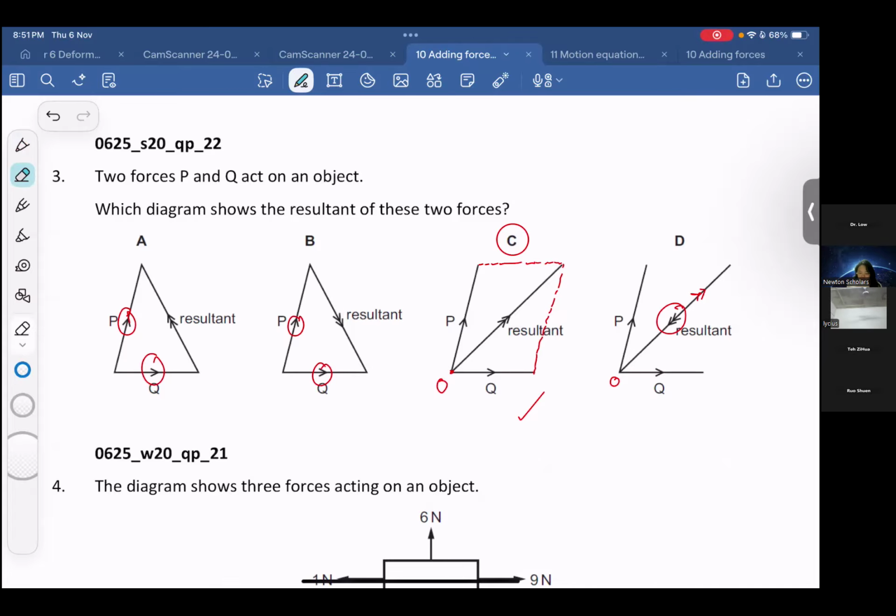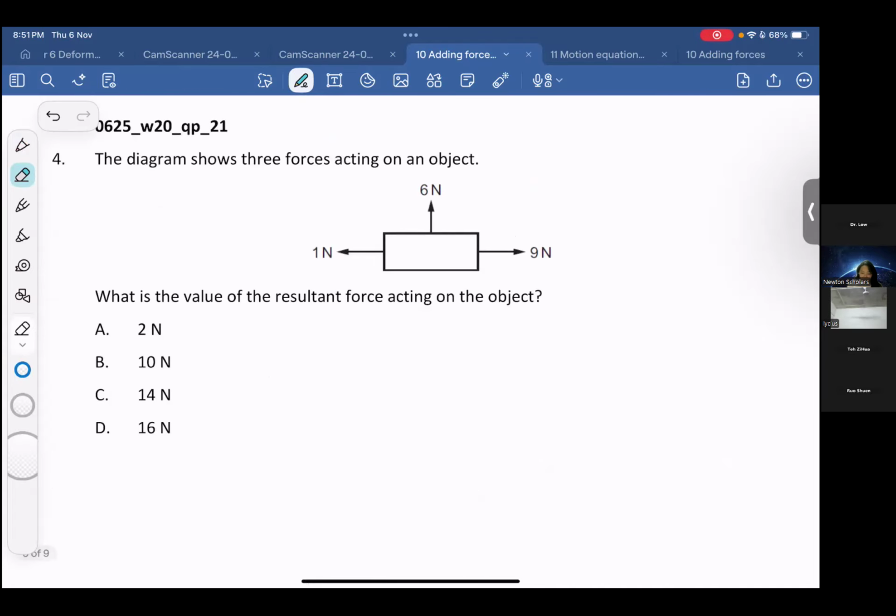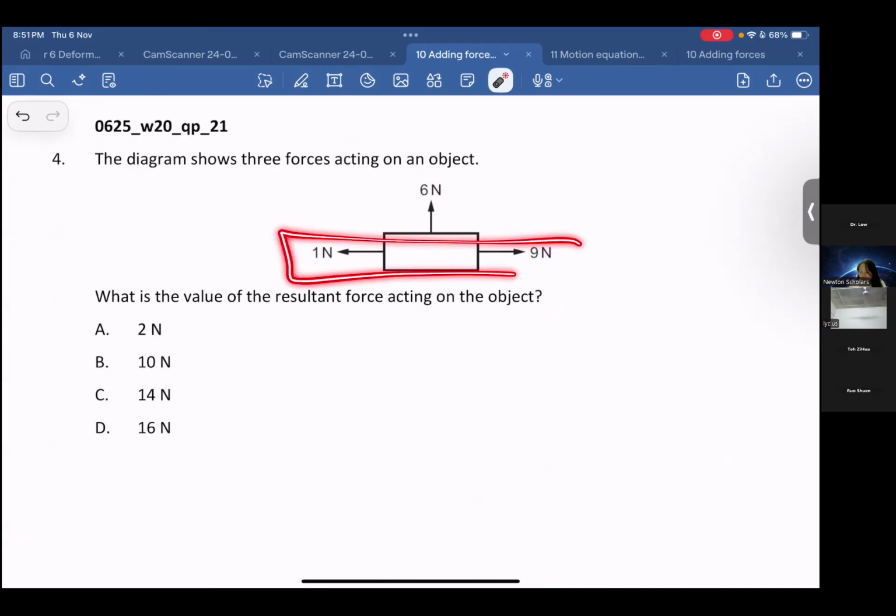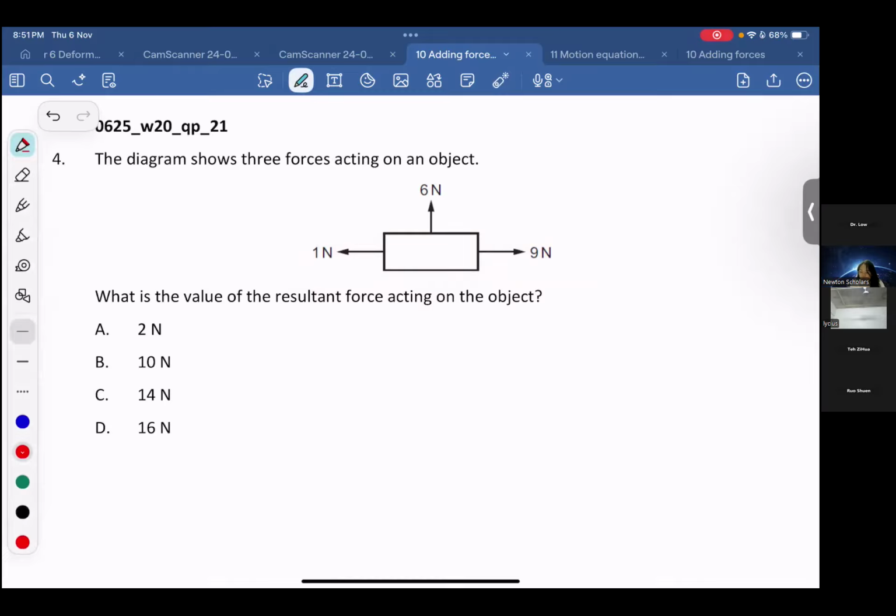Okay, so boys and girls, number 4. What is the resultant force for this? Okay, teacher, now we have 3 forces. How to do? My hint is, can you solve the parallel one first? 1 Newton and 9 Newton are acting in opposite directions. So what is your resultant force for the horizontal part? Then, from there, you solve.